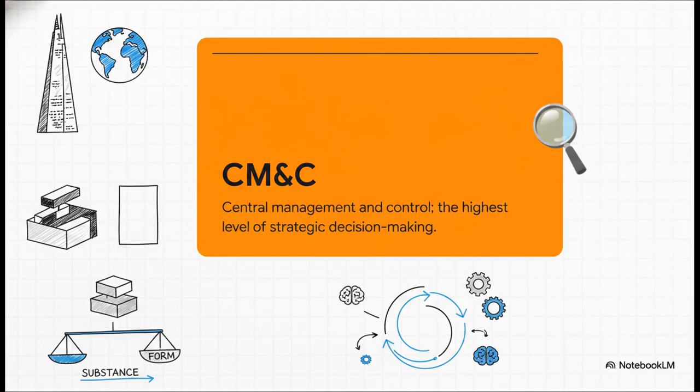Full stop. The second test, and this is where I need you to pay close attention, is Central Management and Control, or CM&C. This refers to the highest level of strategic decision-making. Now, HMRC is looking at the actual substance here. Where are the real decisions being made? They aren't fooled by a formal board meeting in the Bahamas if the real executives are pulling the strings from an office in London. Actually, scratch that. It's not about where the paper is signed at all. It's about substance over form. That is the golden rule here.